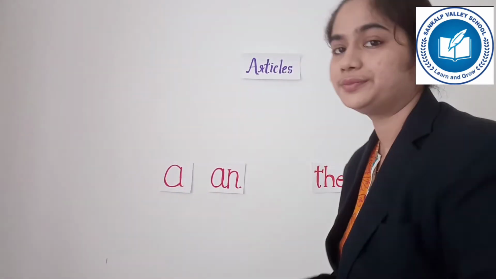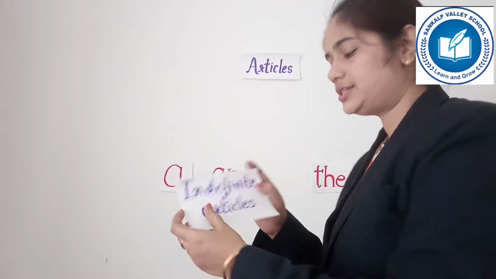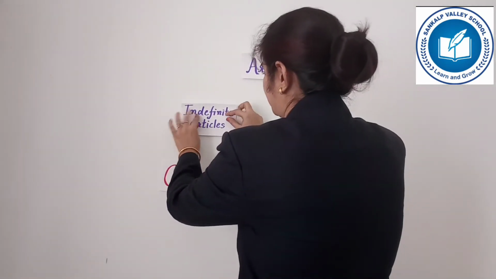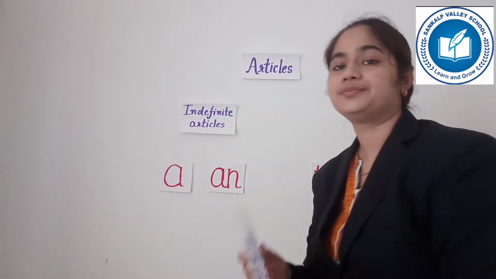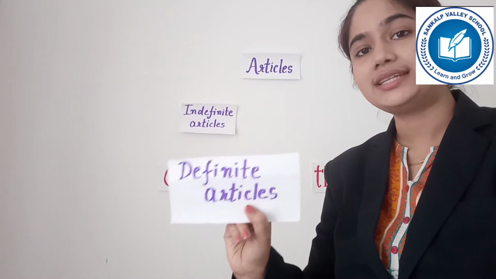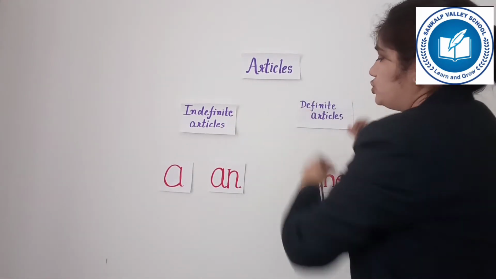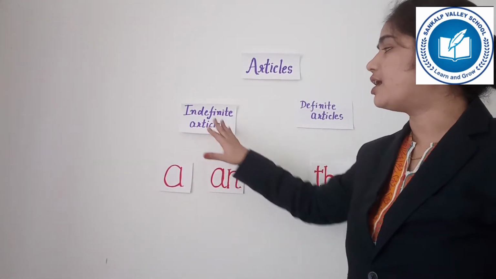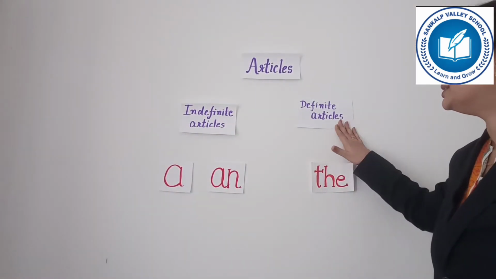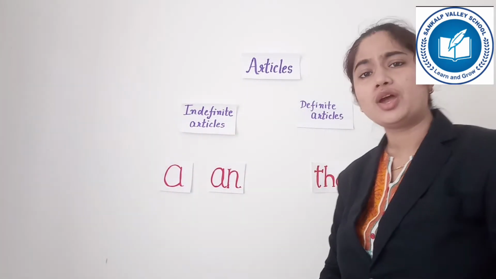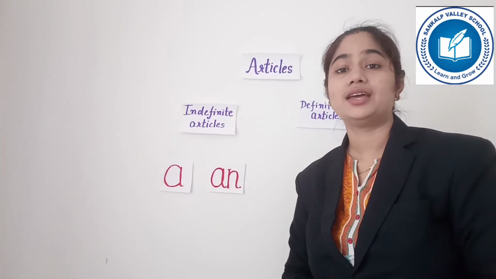Those are indefinite article and definite article. So a and an are indefinite articles. The is a definite article. Now what is the difference between indefinite and definite articles?